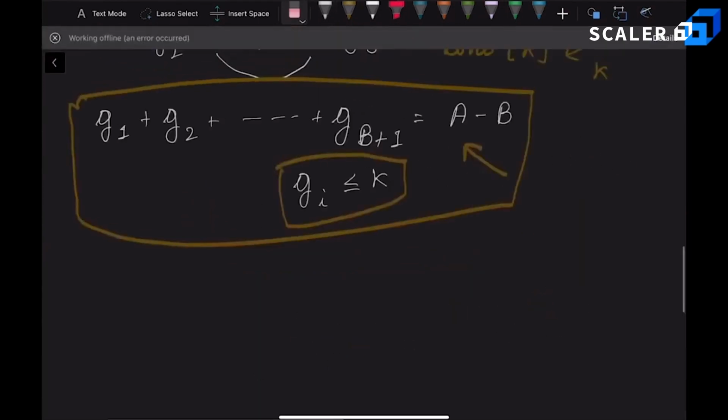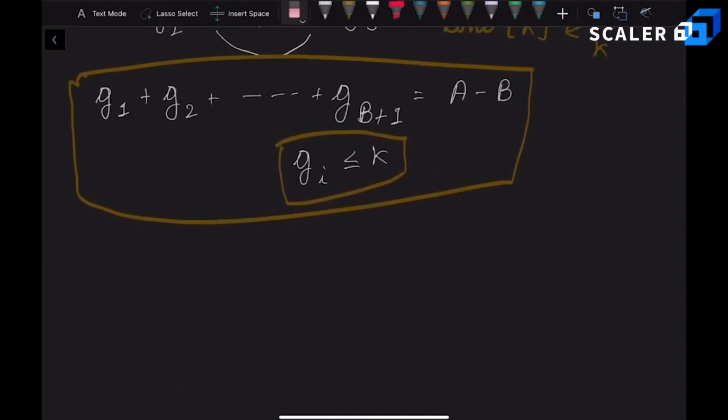So now if we ignore the constraint where Gi is less than or equal to K, the solution to this equation will be, here S is A minus B, plus N minus 1, where N is B plus 1, so N minus 1 will be B, giving A C B. So the total solutions is A C B, which was obvious, because if we ignore this constraint, it is equivalent to considering all the possible ways of India winning B matches out of A matches played. But now we have this additional constraint that Gi is less than or equal to K.